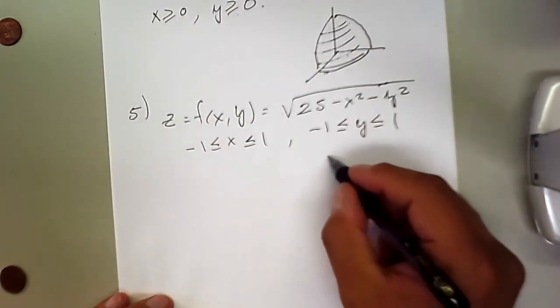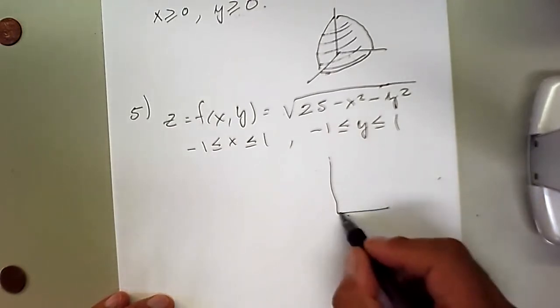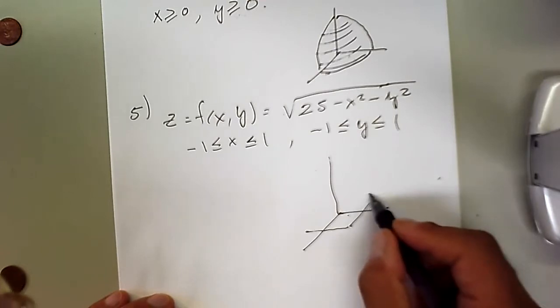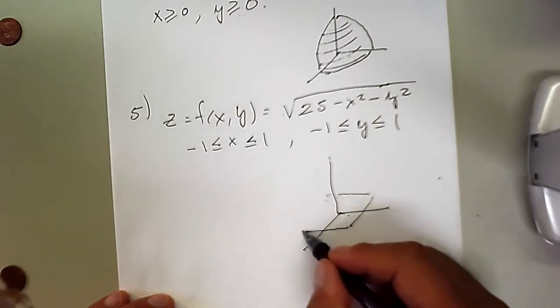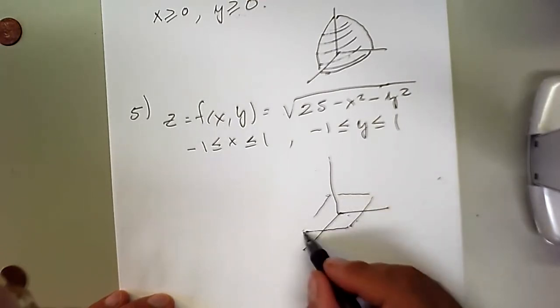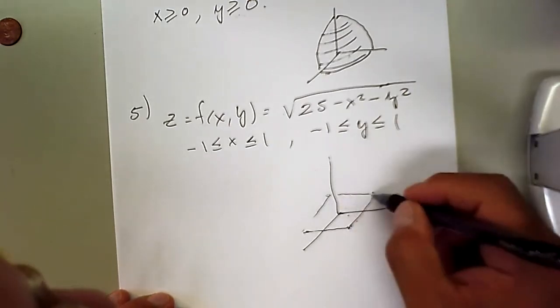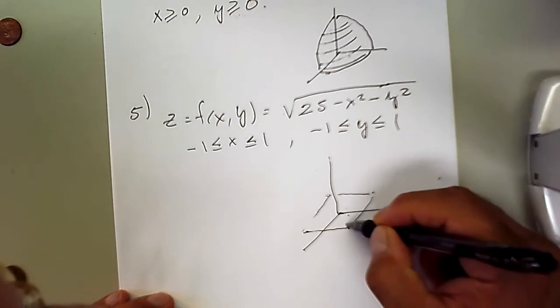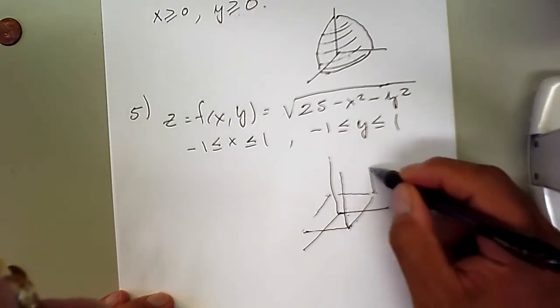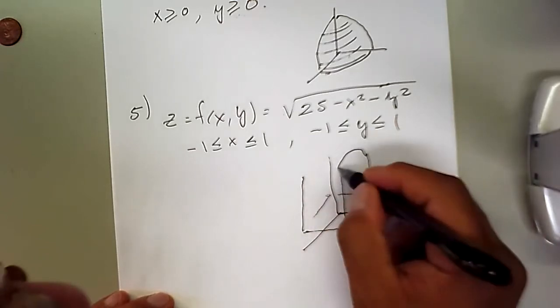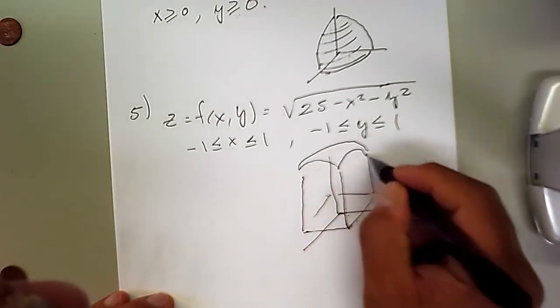Okay. So we have a different portion of the sphere. So we have a 2 by 2 square. That's the domain, because we go from -1 to 1 on the x-axis, from -1 to 1 on the y-axis, and all the points in between. And so when we go up, we're going to end up with a portion of the sphere like that.